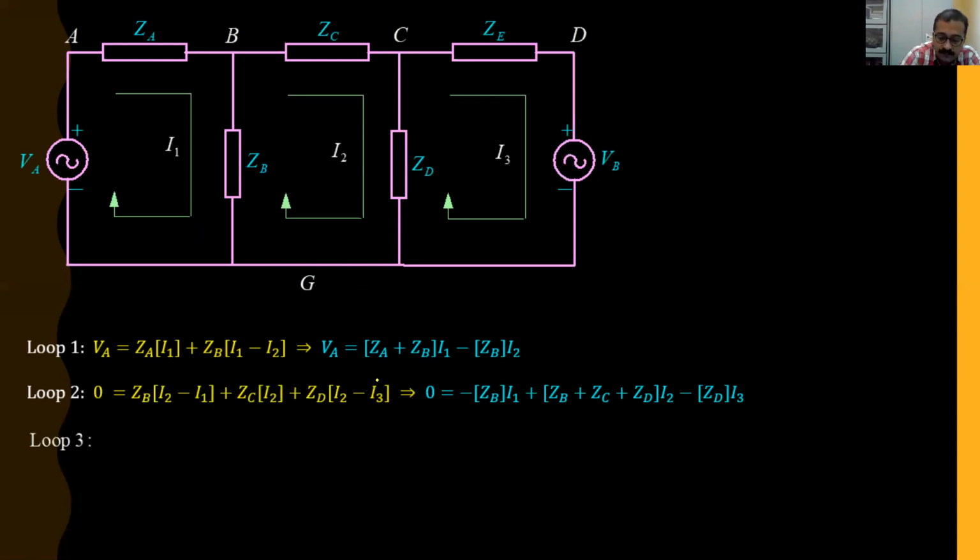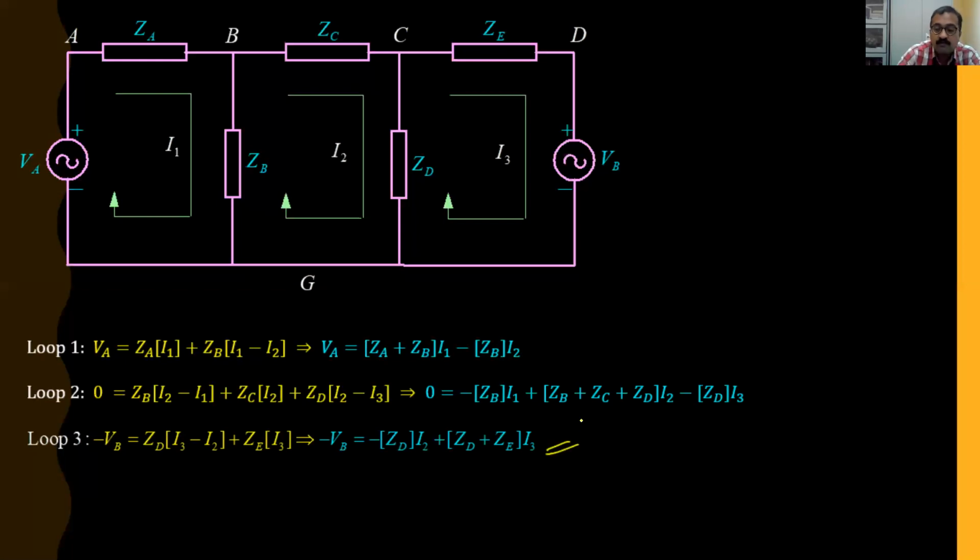Similarly, loop 3. For this assumed current direction, it is plus to minus, a potential drop. The sum of potential drops must be equal to the sum of potential rises. For this assumed current direction, there are no potential rises. So I3 into ZE plus VB plus ZD into (I3 minus I2) must be equal to 0, or minus VB equals ZE into I3 plus ZD into (I3 minus I2), that is, minus ZD into I2 plus (ZD plus ZE) into I3.